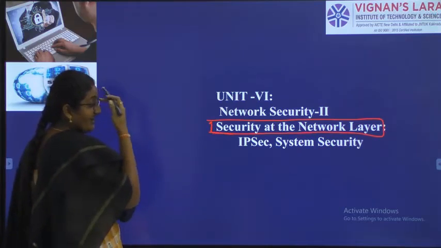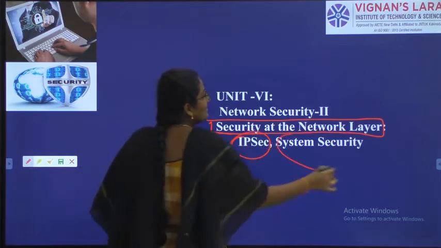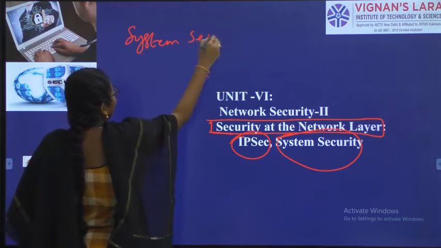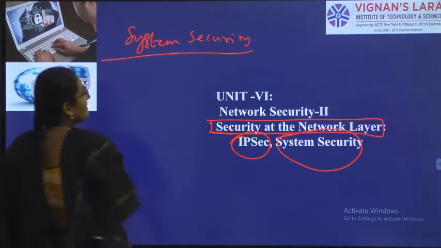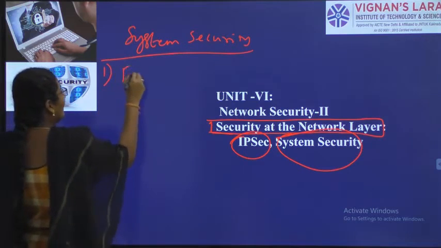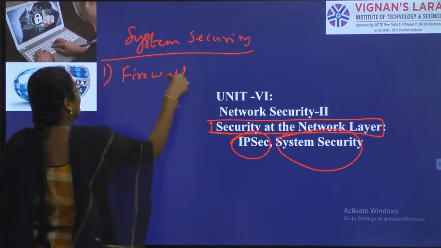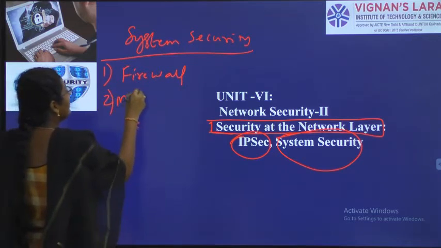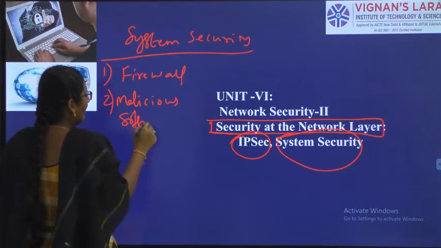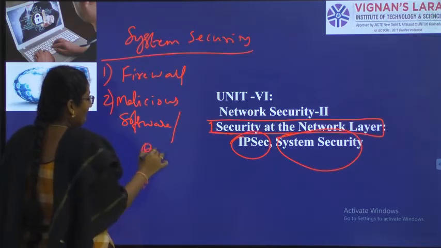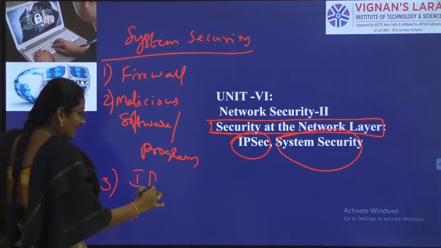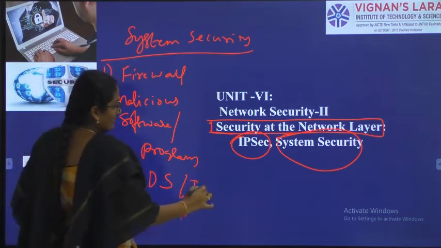In that we have only two topics, IP security and system security. I wanted to tell you what system security is first. So what is system security? In this we have to discuss what is firewall, what is malicious software or program, and finally intrusion detection systems, intruders.